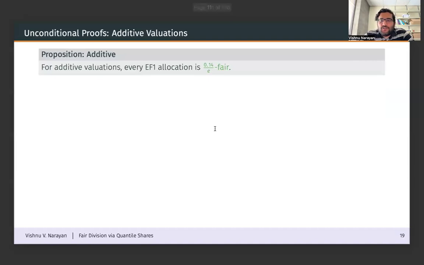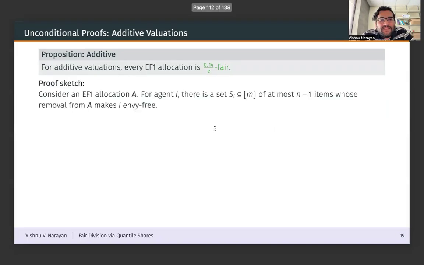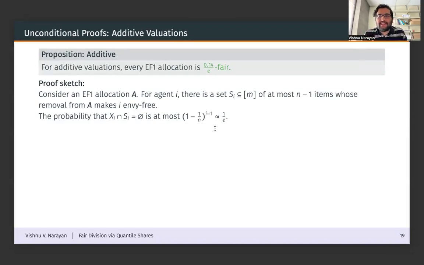Other than this, we also give some unconditional proofs. The first one is for additive valuations. We say that every EF1 allocation is 0.14 over e fair. The way to show this is, if you consider an EF1 allocation, then for any agent i, there's a set of at most one item from everyone else's bundle, such that if you remove these from the allocation, i is now envy-free.